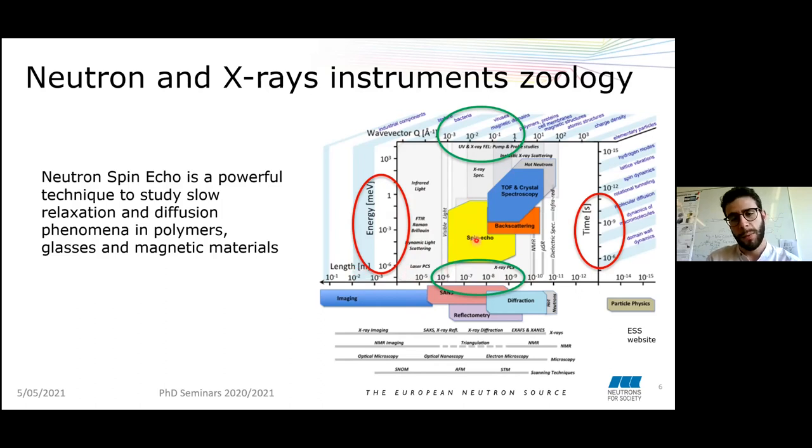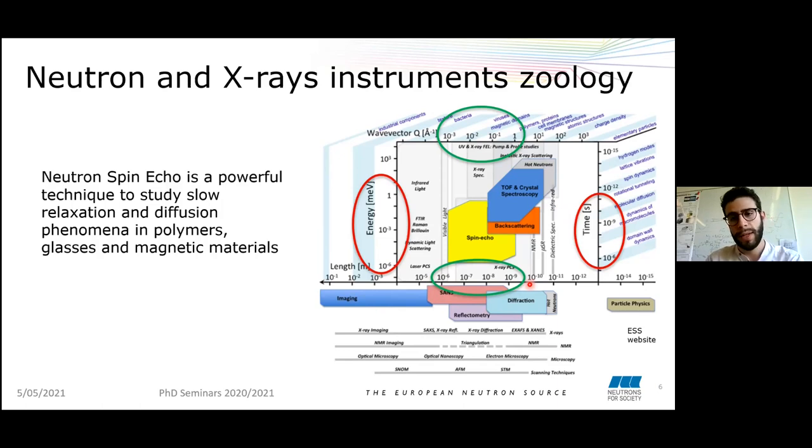And we see that the energy that can be reached with the neutron spin echo instruments is 10 to the minus 6 to milli electron volt, so nano electron volt to milli electron volt, with a time scale of microseconds to tens of nanoseconds. That means that we can study with neutron spin echo slow relaxation and diffusion phenomena. While for the length, we have micrometers to nanometers. So we can study polymers, glasses, and magnetic materials.